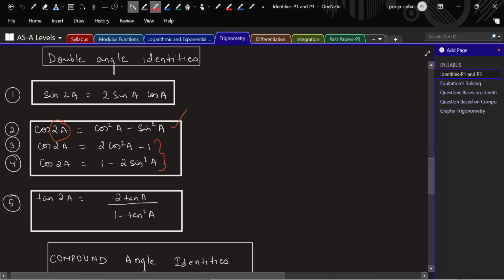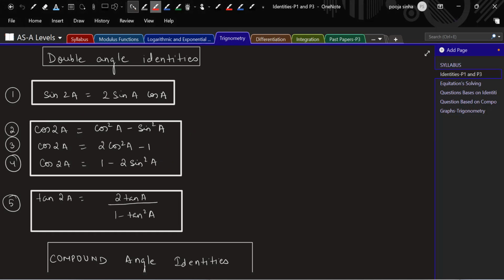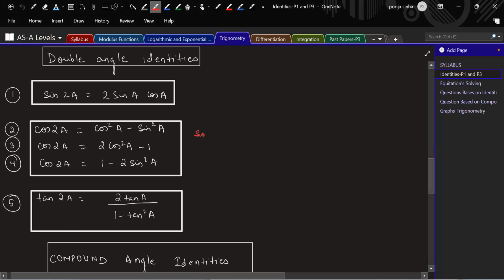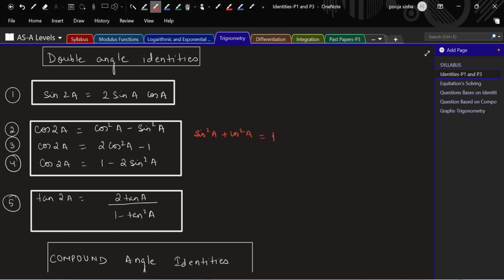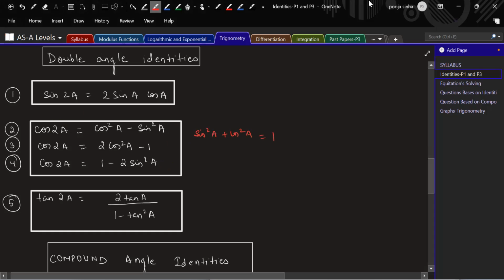These two are again like a variation, okay? Using that identity of which one? Sin square a plus cos square a is equal to 1. ठीक है? So उसको यूज करते हुए एक बार आपने sin square को रिप्लेस किया और एक में आपने cos square को रिप्लेस किया. So we will be using all three of these, depending on the question.